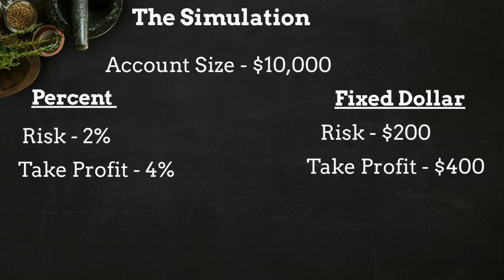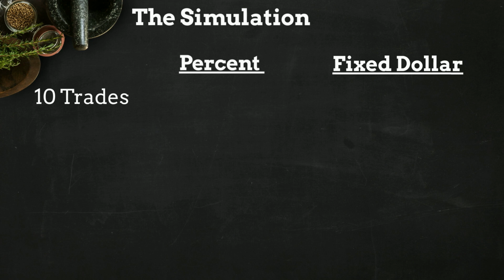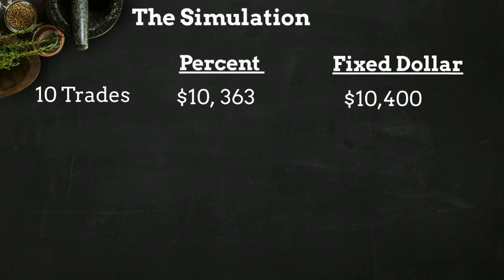So this is how the simulation went when I did the simulation. We're all starting at a point of $10,000. After a series of 10 trades of having 6 losses and 4 wins, this is what happened. In the percent risk model, the account size is now at $10,363, and in the fixed dollar method, it is at $10,400. So the net effect is that at this level, the fixed dollar model is ahead by $37. Up to this point, the fixed dollar method is winning by $37.